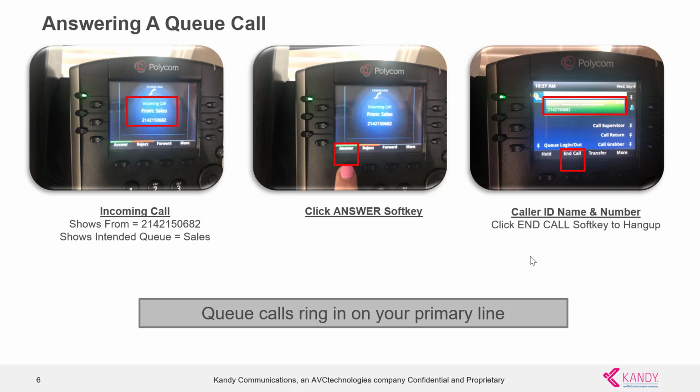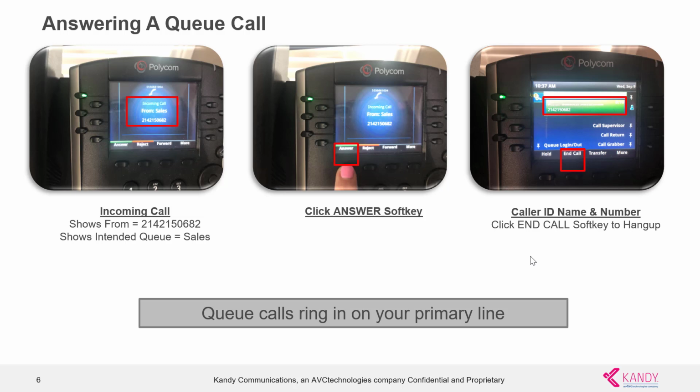thank you for calling sales or whatever that is. So you will know. So every call you should definitely look at your display on your telephone and you will know, especially if you're in more than one queue, which queue this call is for and how you should answer that call. You can pick up the handset or you can press the answer soft key.